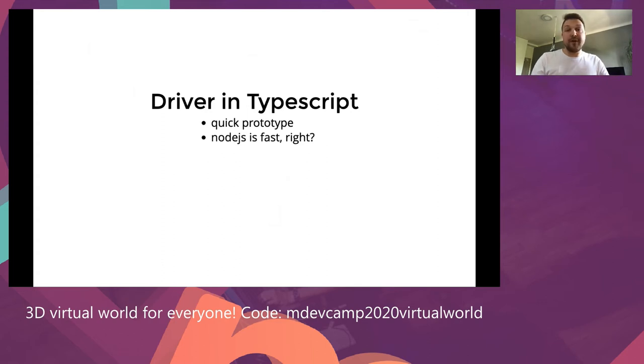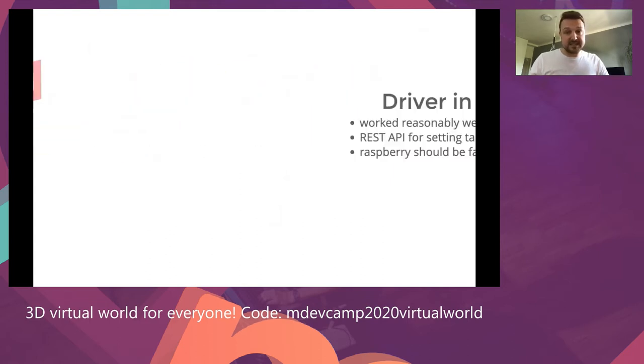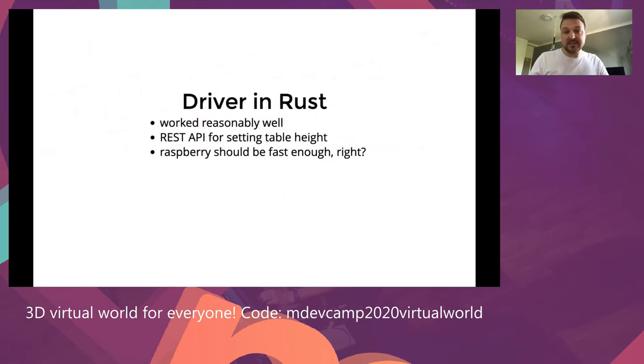So what about the software part? You know, I am a web developer. That means I try to use JavaScript everywhere. And I made a quick prototype, and we all know that Node.js is fast, right? But not in this case. Actually, to make it fast enough, we would have to write synchronous code only, which kind of defeats the purpose of JavaScript. So my second attempt was to use Rust.